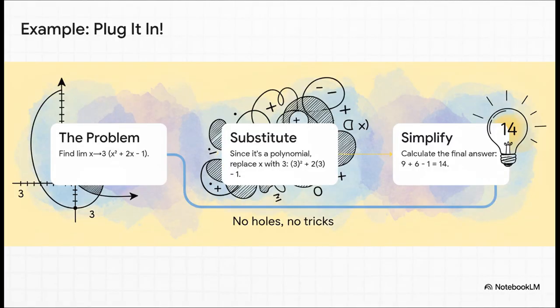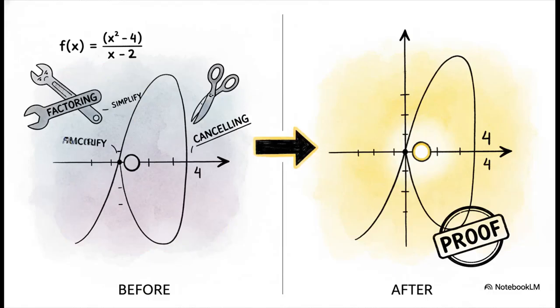For a simple polynomial like this one, finding the limit as x goes to 3 is as easy as it gets. There are no holes, no tricks, no weirdness. You literally just plug in 3 for x, do the simple arithmetic, and boom, the answer is 14. That's it. So let's go back to our original problem, the one that gave us 0 over 0.